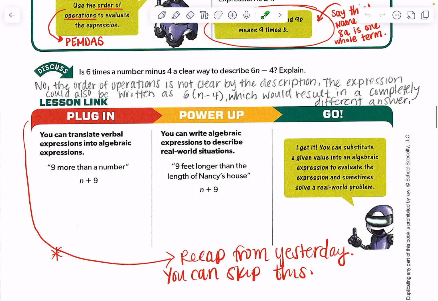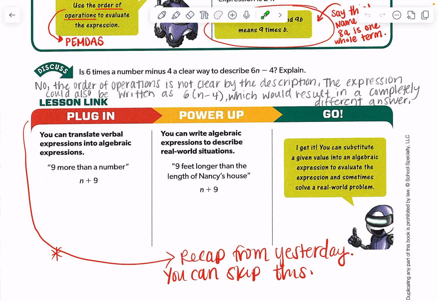So here is the discussion question. I will say save this discussion question for the end, right before students are leaving and after they have done their independent practice, so that they can have some robust discussion around their learning for the day.